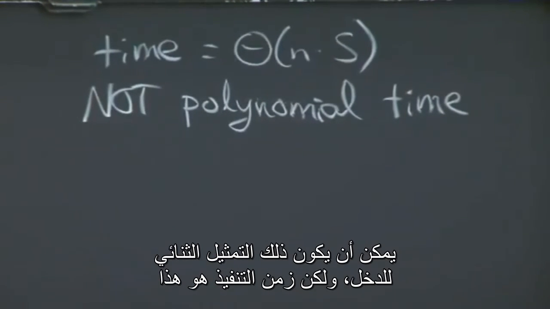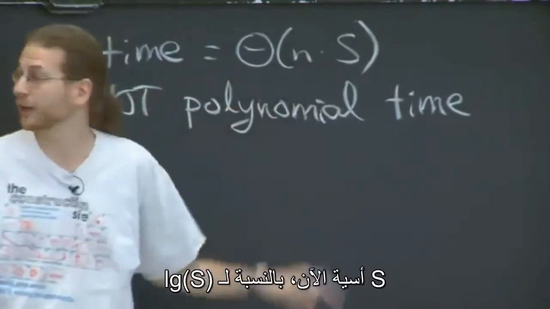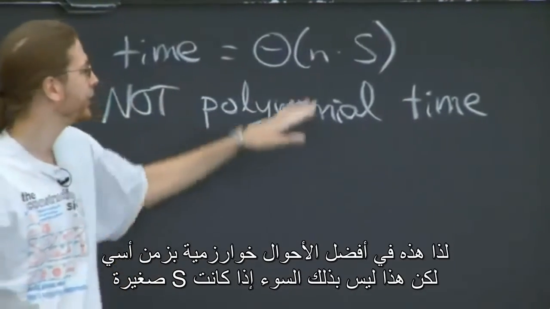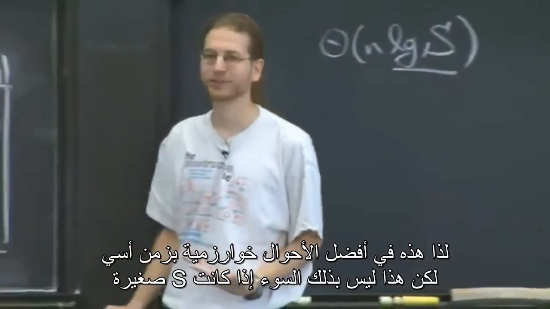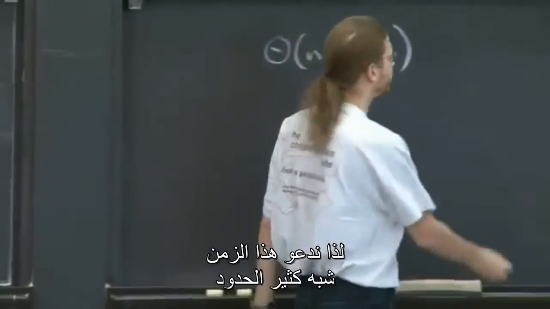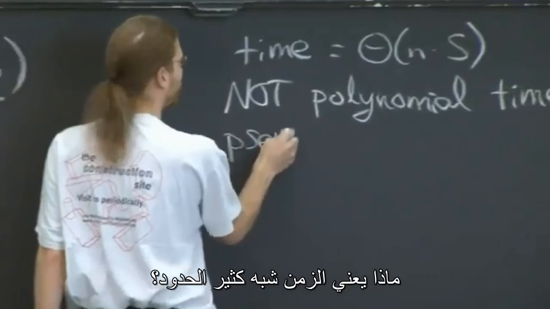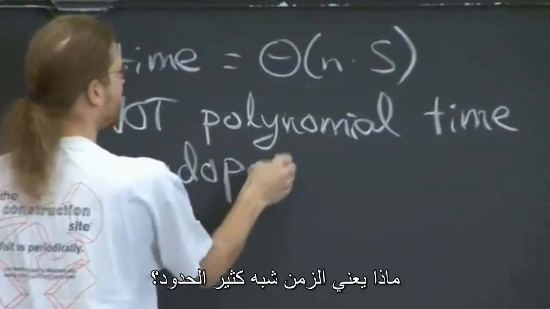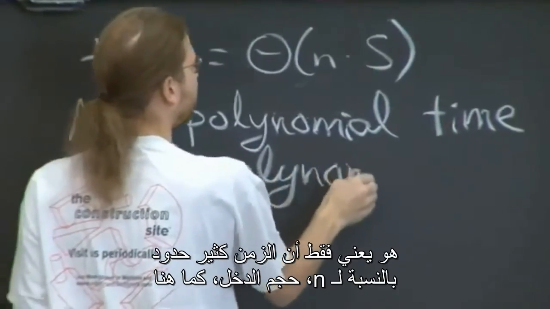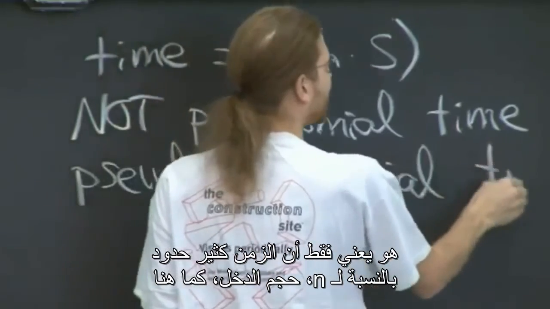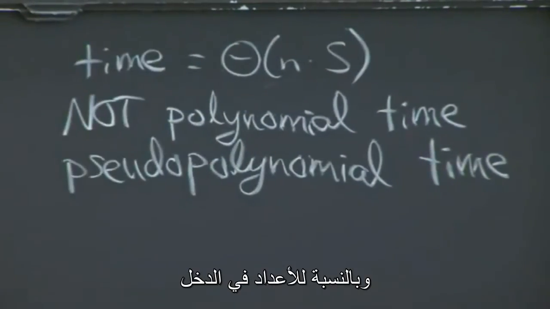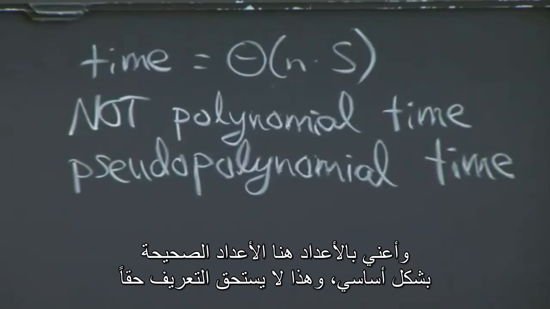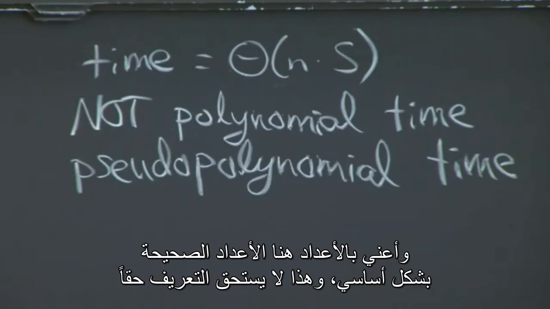But the running time is this. Now, s is exponential in log s. So this is at best an exponential time algorithm. But it's really not that bad if s is small. And so we call it pseudo-polynomial time. What does pseudo-polynomial time mean? It just means that you're polynomial in n, the input size, which might be this, and in the numbers that are in your input. Numbers here means integers, basically. Otherwise, it's not really well defined.